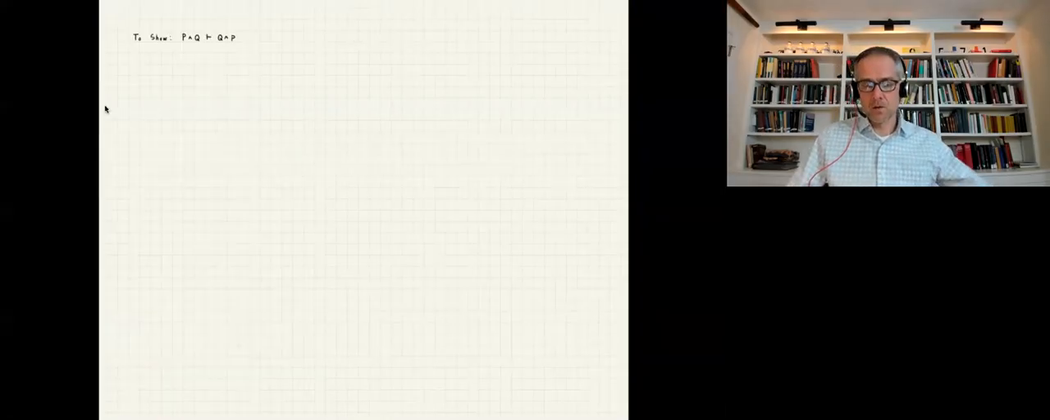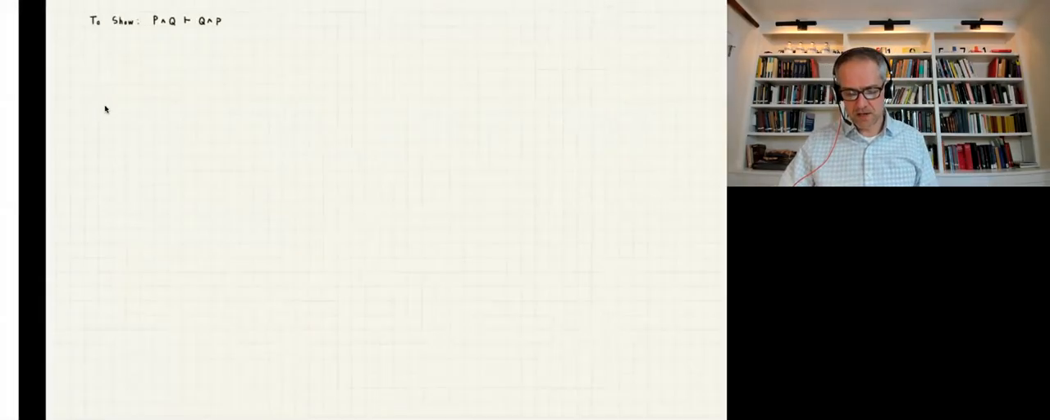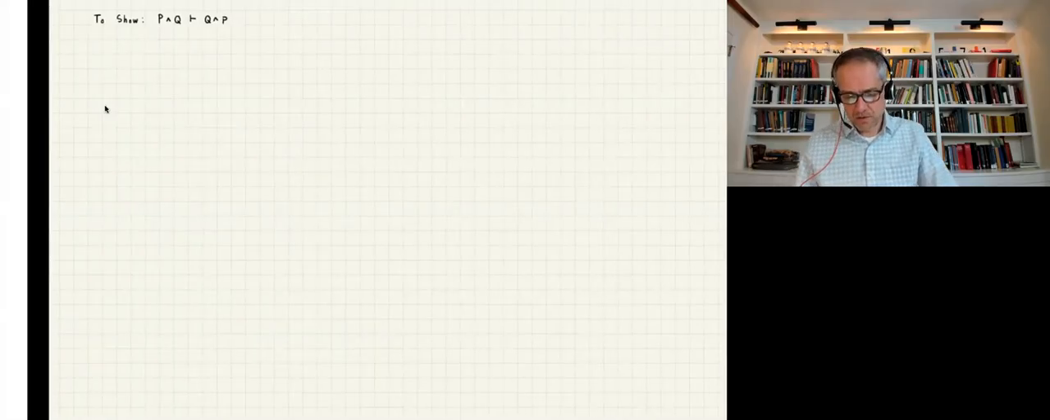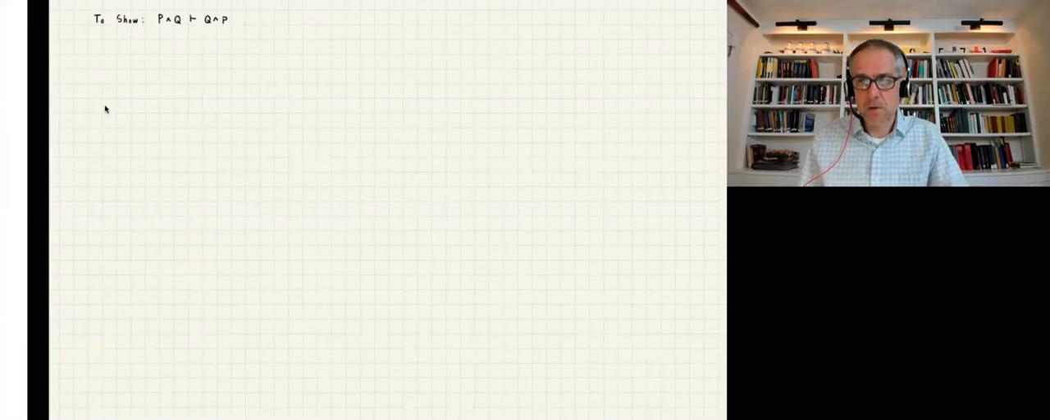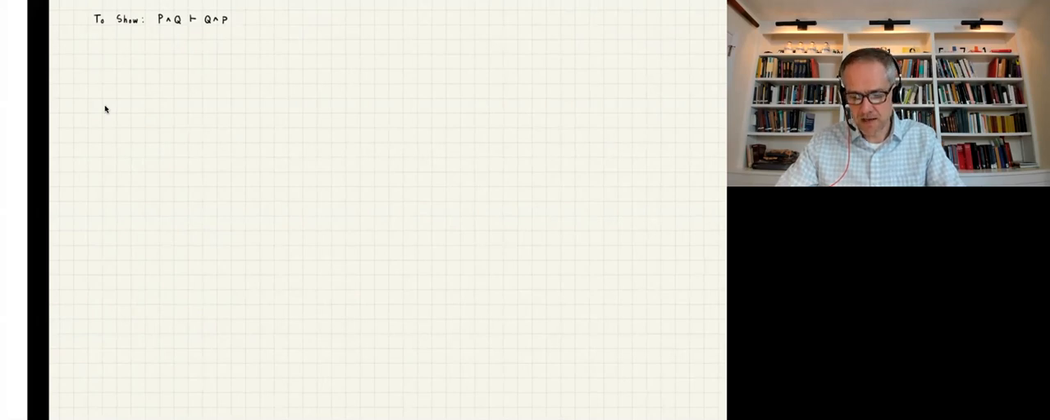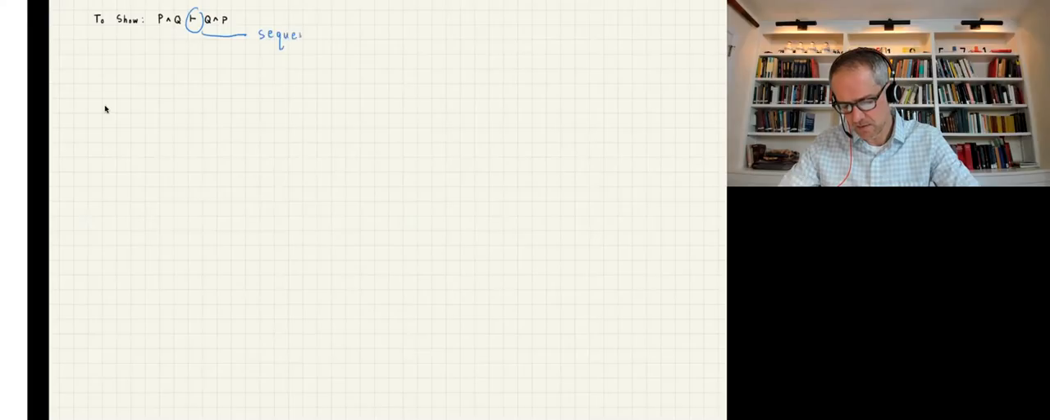Okay, so let me explain the notation here, because this will be the notation we'll use for the rest of the course. I wrote here, just to remind myself what I'm doing, I wrote to show, and then I wrote P and Q, and then there's this funny looking new symbol that I'll take just a moment to explain, and then after that, Q and P. This new symbol is called, actually, it's usually called the sequent symbol. That's just a funny old name that some logicians invented. So the sequent symbol.